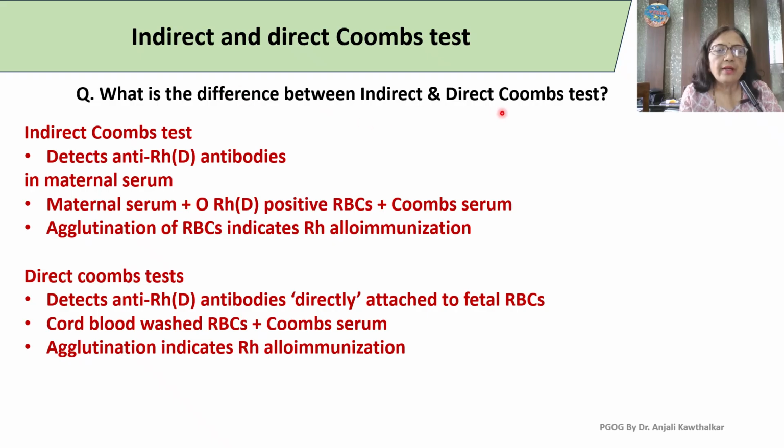What is the difference between indirect and direct Coombs test? Indirect Coombs test detects anti-RHD antibodies in maternal serum. What is done is maternal serum is mixed with O positive RBCs and Coombs serum. If agglutination occurs, it indicates that Rh alloimmunization is already present. Whereas direct Coombs test detects RHD antibodies directly attached to fetal RBCs. There is no need of adding O positive RBCs here. Cord blood is taken and washed RBCs are mixed with Coombs serum. If there is agglutination, it indicates that Rh alloimmunization has taken place.